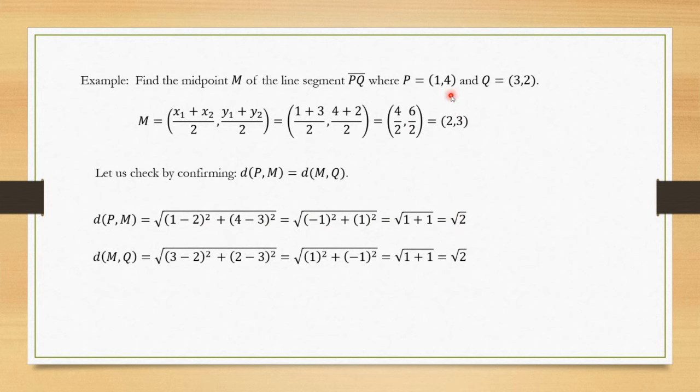Okay, that's good. Now for M and Q, same idea, right? Here's Q, here's M. We have the difference in x coordinates squared, the difference in y coordinates squared. Add the squares, take the square root of the sum, we get the same thing. Good. We have that check.